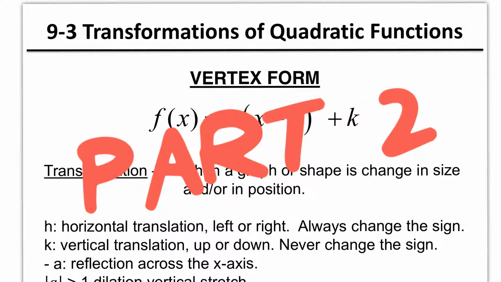Hey, what's up guys? This video is for section 9.3, which is transformations of quadratic functions, but it is part 2 for this section, and we are going to graph those quadratic functions when we have a transformation, and it's in vertex form. The quadratic function is in vertex form. So let's look at some examples of what we can follow to graph those functions.